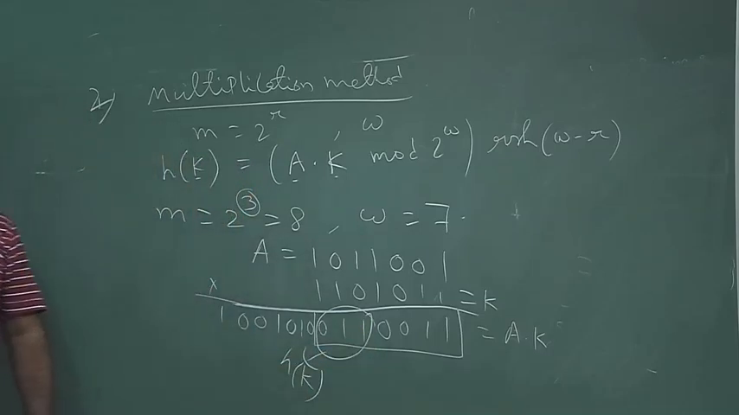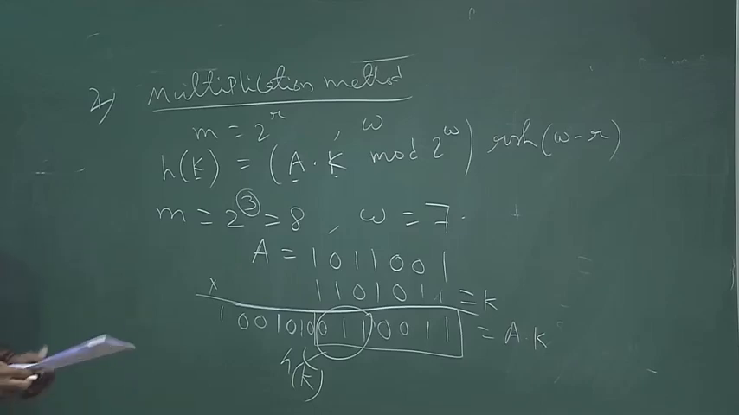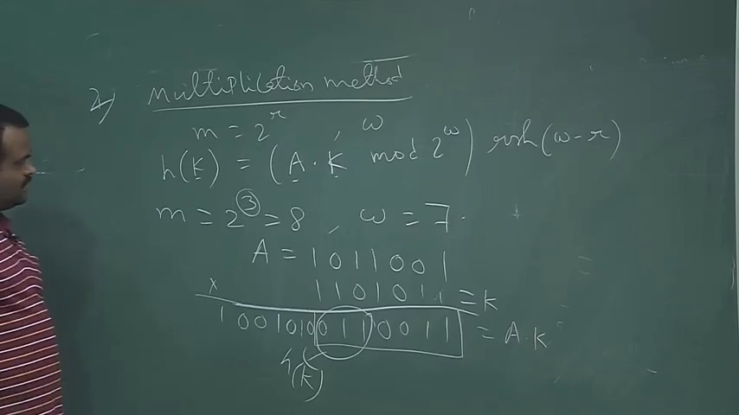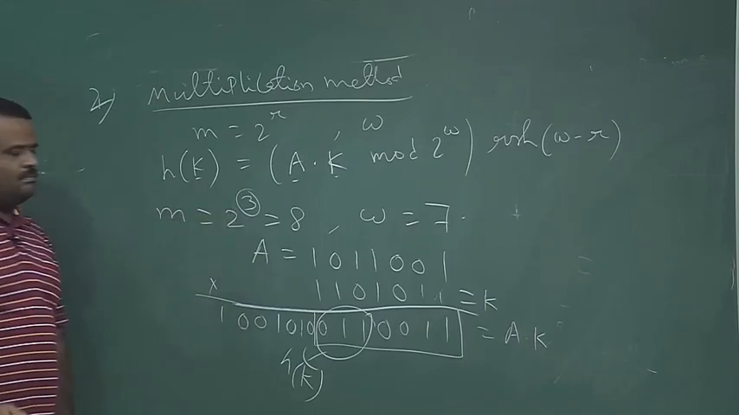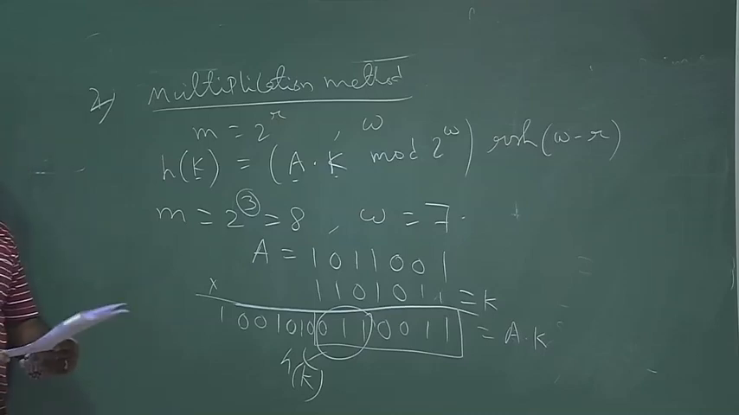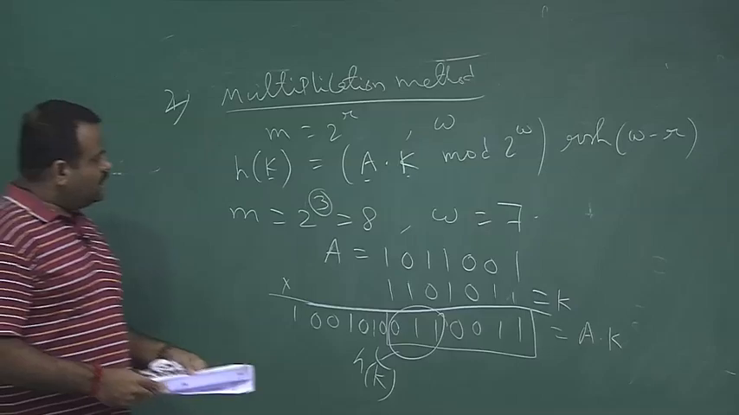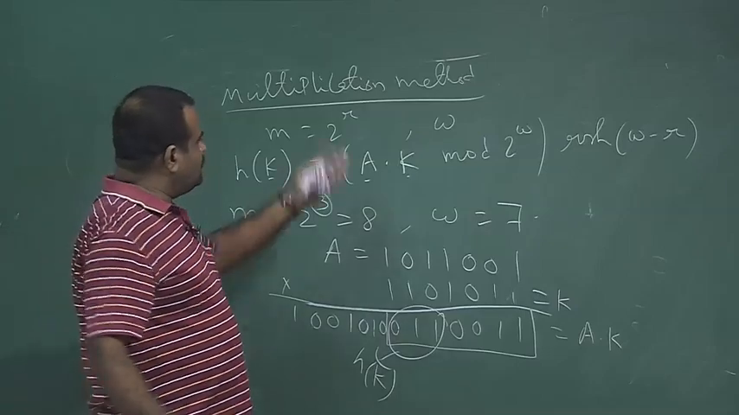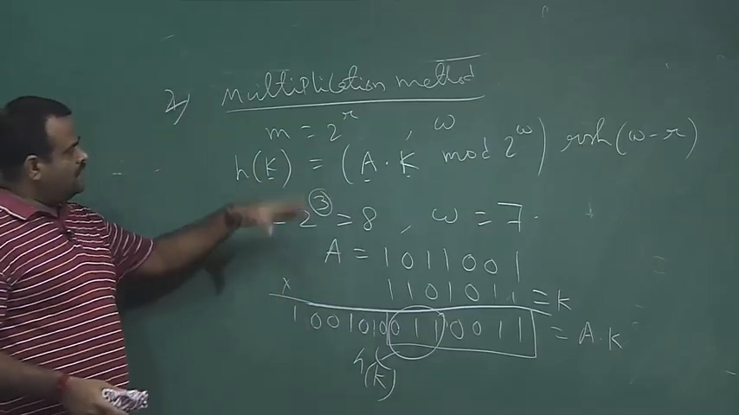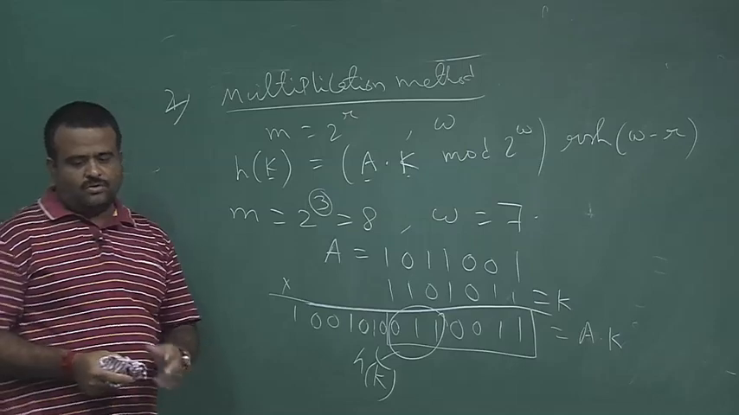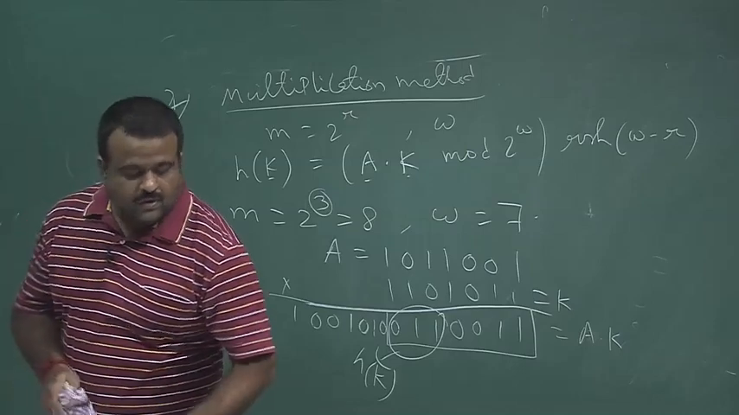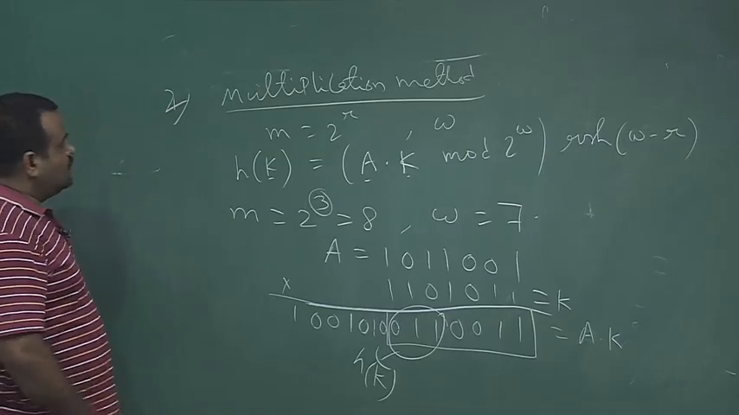Okay. So, this is relatively better than the division method, but this involves some multiplication, which may take some time. So, you can construct some mixture of multiplication and some other way to construct some hash function.